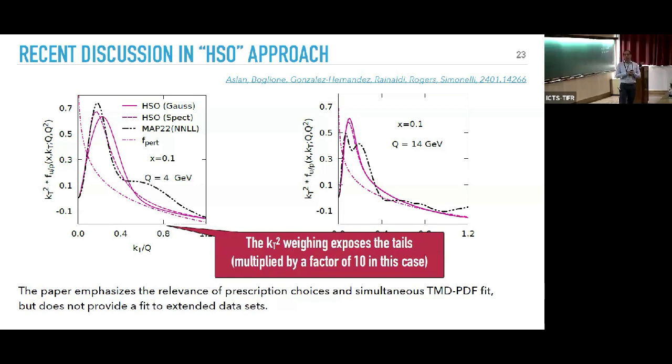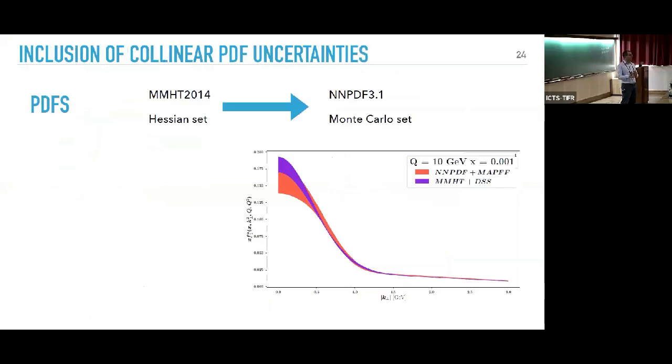This is just the result of using the perturbative matching part. So the collinear PDFs convoluted with the matching coefficients and extrapolated to low kT, which at some point diverges. Okay, so some other details and work in progress and expected new steps concerning the extraction of unpolarized TMDs.